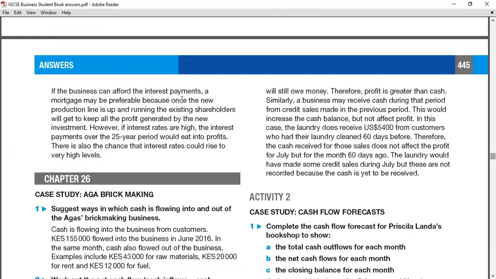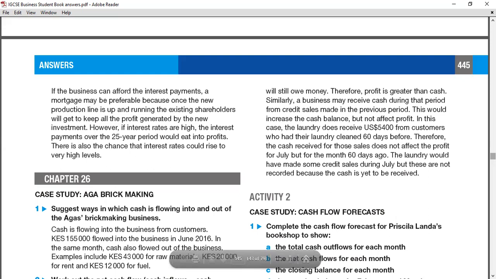If the business can afford the interest payment, a mortgage may be preferable, because once the new production line is up and running, the existing shareholders will get to keep all the profit generated by the new investment. However, if interest rates are high, the interest payment over a 25-year period would eat into profit. It's a good conclusion. And there is also a chance the interest rate could rise to very high levels. So when you're writing this kind of 12-mark question, always keep using your application. In a 12-marker, you need a definition, 2 points, advantages, and 2 disadvantages, and the conclusion, right? This is how we mainly discuss this case study.